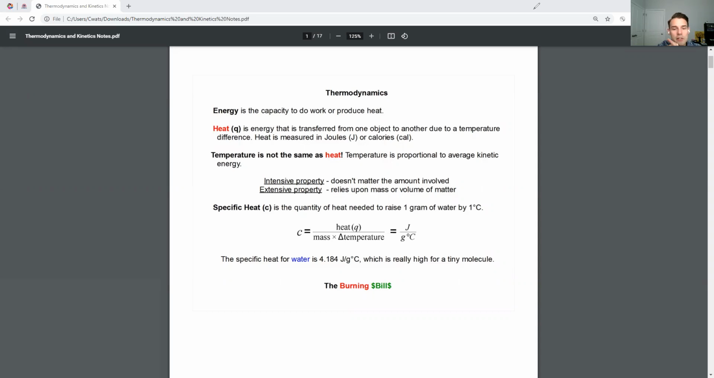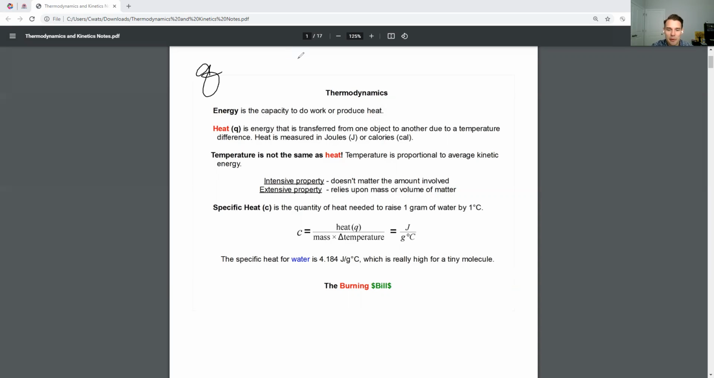First off, energy is the capacity to do work or produce heat. Heat, which is symbolized with a lowercase q, you'll see me often writing it as a cursive q, like that, is energy that is transferred from one object to another due to a temperature difference. Heat is measured in joules or calories. Temperature is not the same as heat. Temperature is proportional to the average kinetic energy, which we talked about in the gas law module.